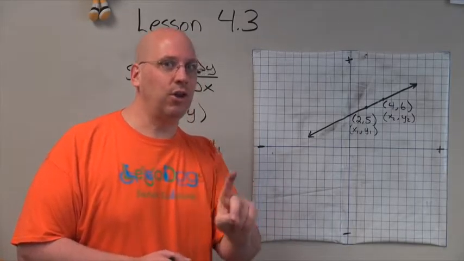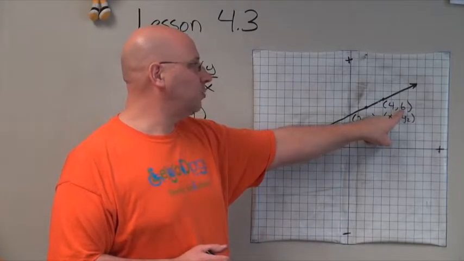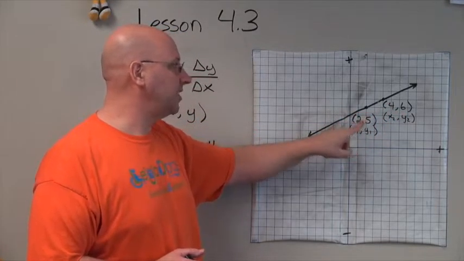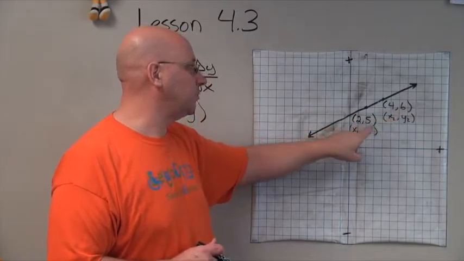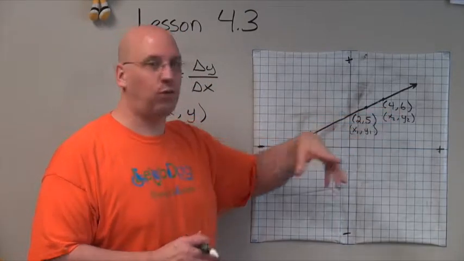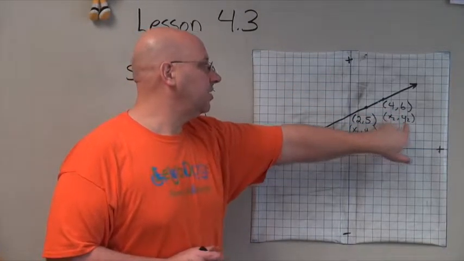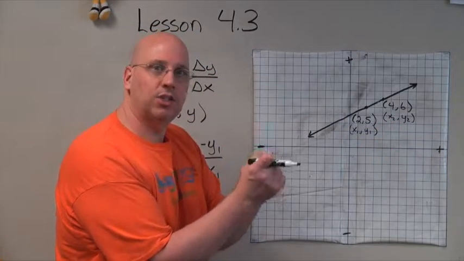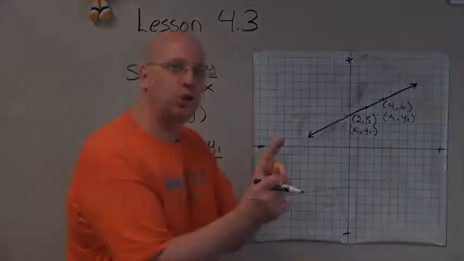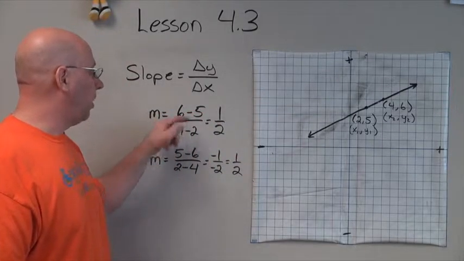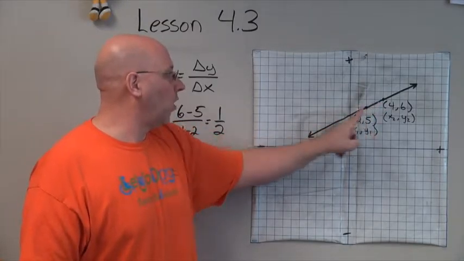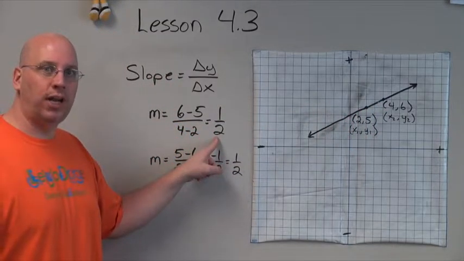What does matter, though, is that if I say, all right, this one minus this one, then I have to go this one minus this one. I can't do it opposite. I can't say 6 minus 5 over 2 minus 4, going in reverse. It's these minus these. And if I switched it around, it would still work. So let me show you that too. So the first one, I have 6 minus 5 over 4 minus 2, and I get a slope of 1/2.